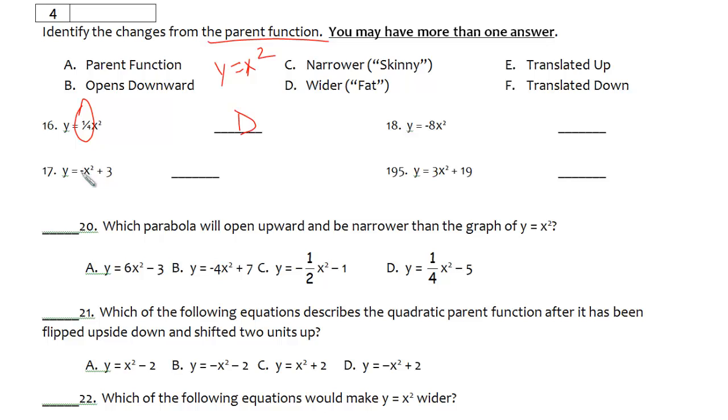When I look at 17, I see a negative symbol here, so I know that's actually going to reflect it. That reflects it and opens it down. So that one would be letter B, opens downward. And then I see it also has a +3, so that +3 is actually sliding it up. That's a translation, translating it up 3 units.